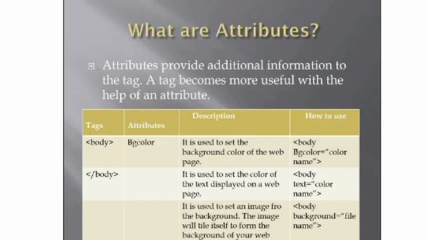Now, here is a table given there. First one is tag there, second attributes of the tag, and third is your description, and fourth how to use that. Now, first tag is body tag. The main tag is here, body, and it is having three attributes: bg color, text, and background. These three attributes are here. So firstly, we will discuss about bg color.